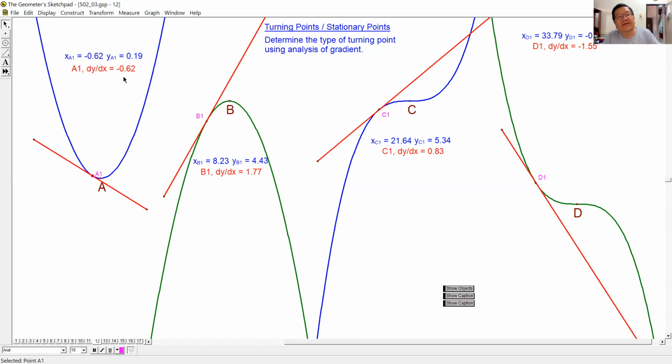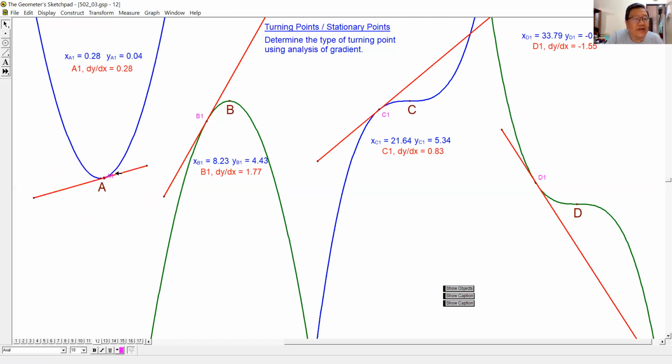It becomes negative 0.6. Then I move until A, it becomes 0. After they pass A, what happened to the gradient? The gradient becomes positive 0.9. Then I move the tangent further away. It becomes positive 1.36. So one more time, you tell me how the gradient changes before A and after A.